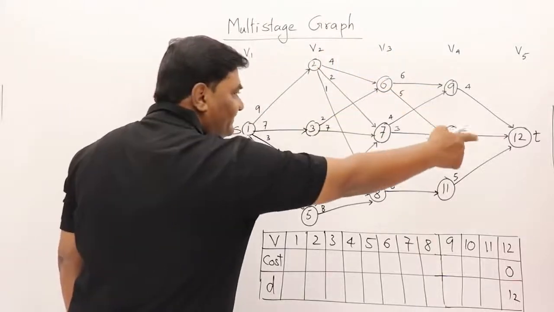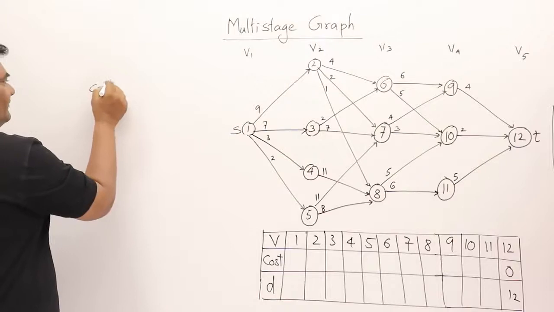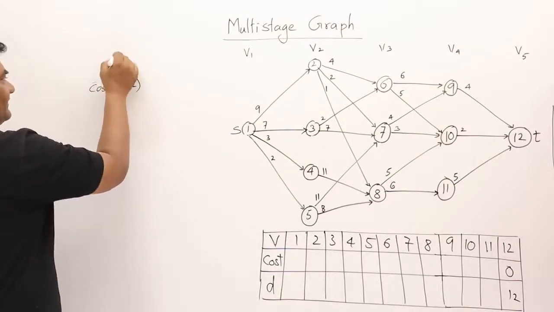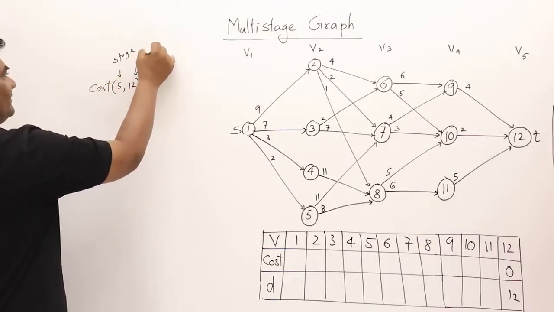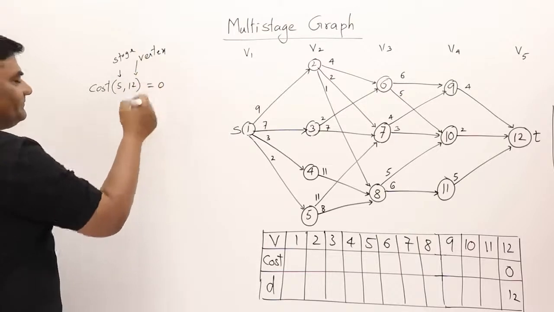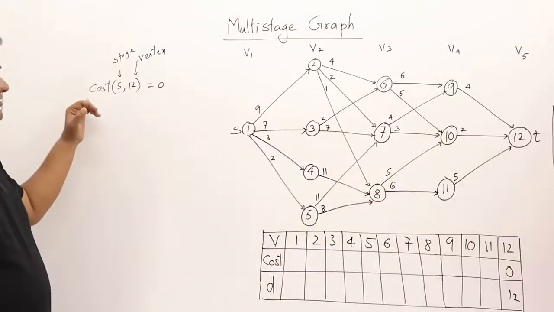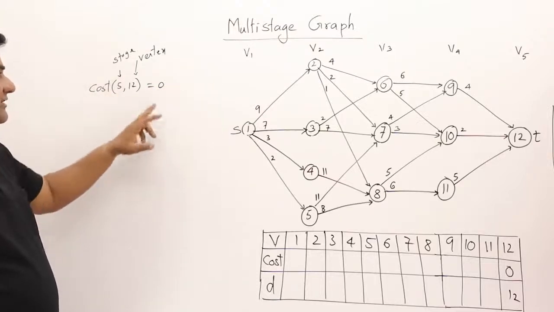For the last vertex, how I got the cost as 0, I will write down like this. Cost of fifth stage vertex 12. So I will write here stage number and here the vertex number. And the cost is 0. This is how I will use the formula. Cost of 5, 12 means fifth stage and the vertex number 12. And the cost is 0.